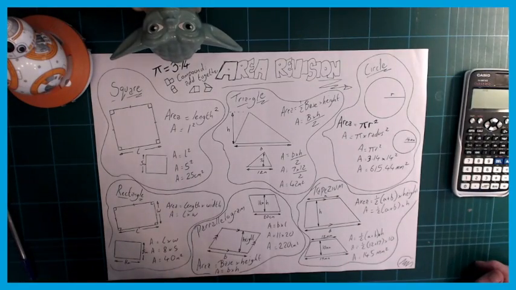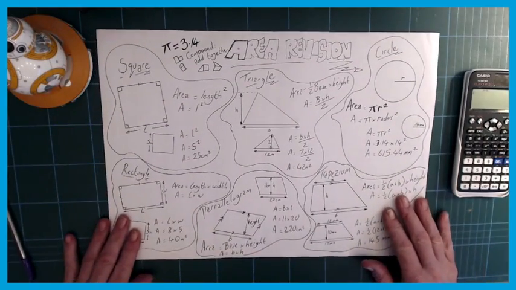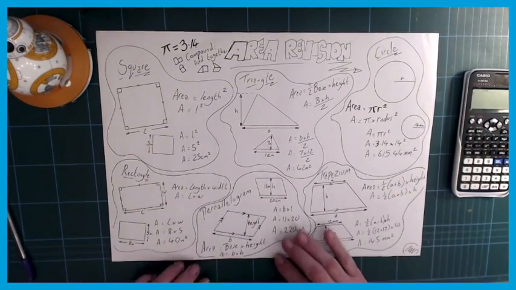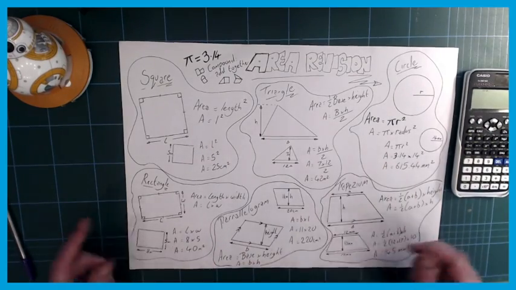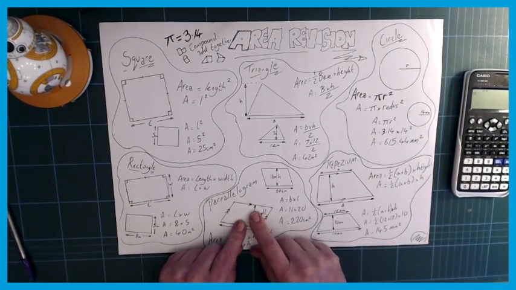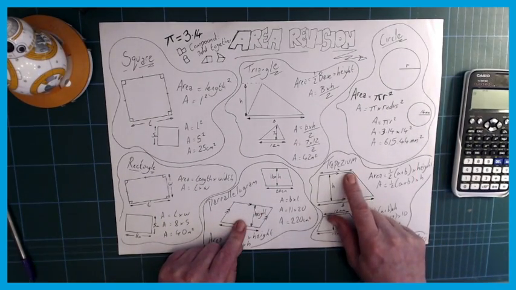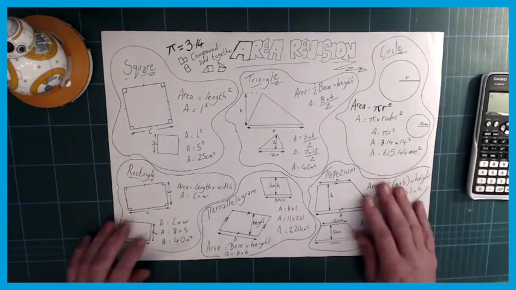Okay, in this video we're going to look at area, which we've looked at before, and add a couple more bits to it. So we're going to look at the square, rectangle, triangle, circle, and then we're going to look at the area of a parallelogram and a trapezium. So I'll add a couple more bits onto our knowledge of area.